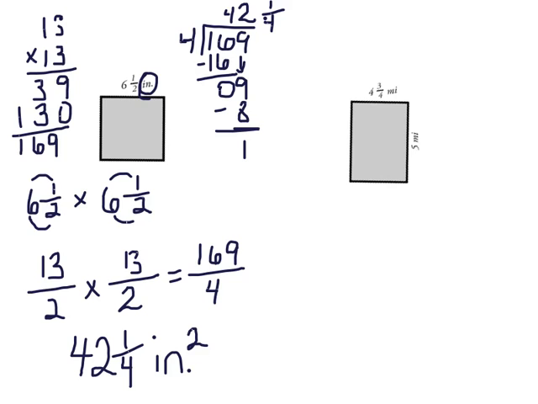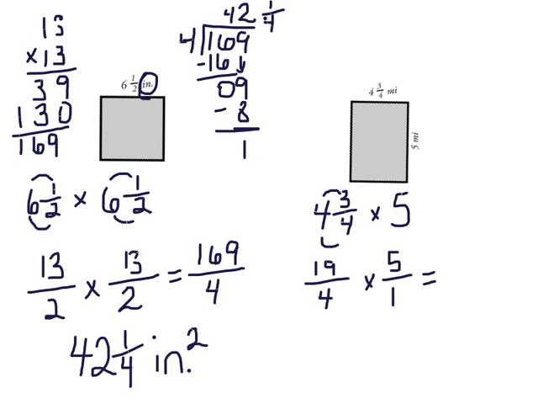Alright, let's look at the next one. The rectangle, 4 3/4, and then the side is 5. So I need to multiply length times width. 4 3/4 times 5. I need to change that first one to an improper fraction. 4 times 4 is 16, plus 3 is 19. My denominator doesn't change. And my 5/1. Alright, we have 19 times 5.